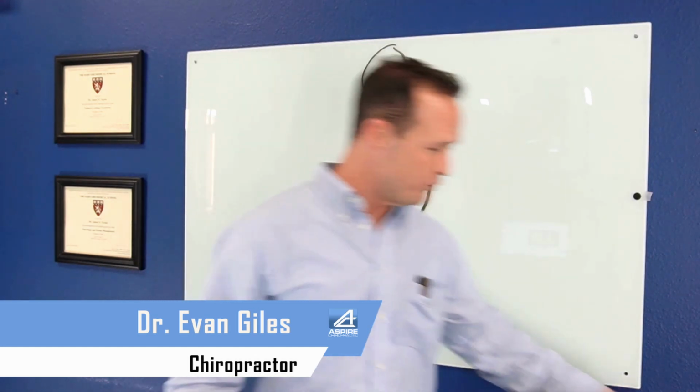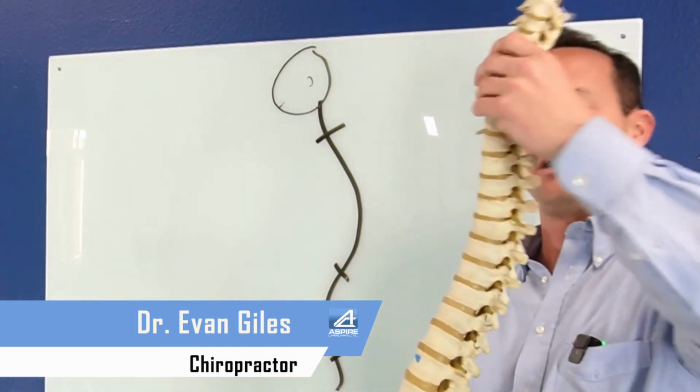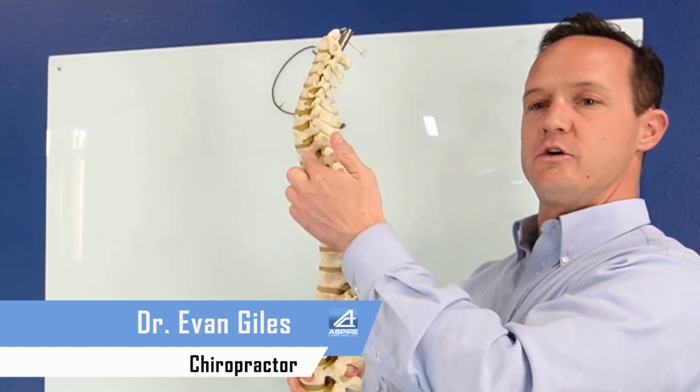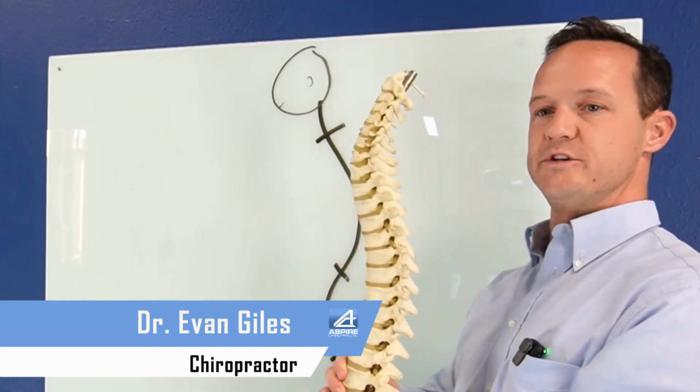Well, let me pull my spine out over here. I'm going to grab this spine, and we're going to talk about it a little bit. So you can see here, we've got our spine with our curves. Right here is our cervical transition zone, our thoracic to lumbar transition zone.